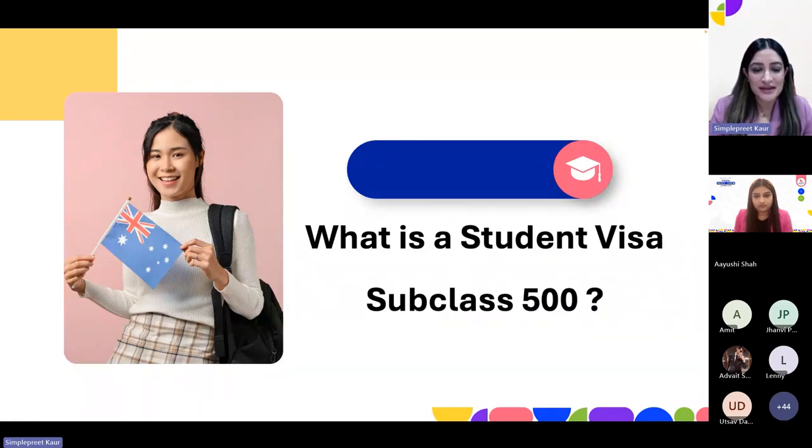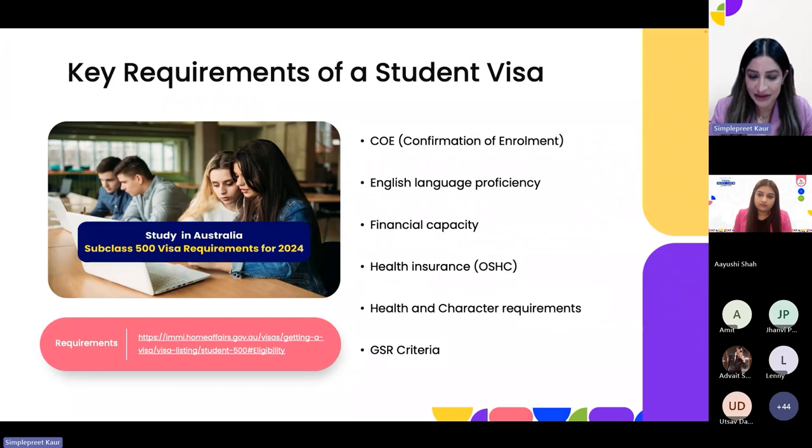A student visa is basically a visa which allows international students to study in Australia full-time with a recognized institution. And it definitely has some key requirements. So what are those key requirements? First of all, the basic requirement is to have a COE, which means you must be studying a registered course in order to apply for a student visa. And when you have got the student visa granted, you must be enrolled in this registered course.